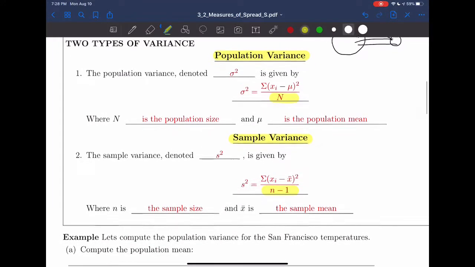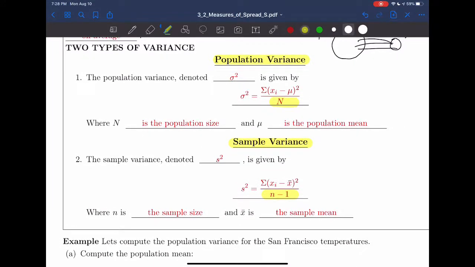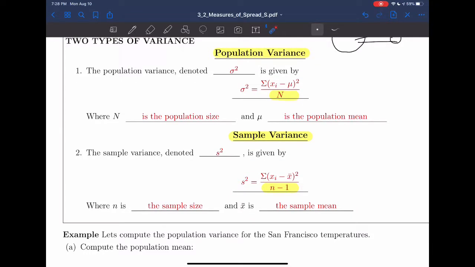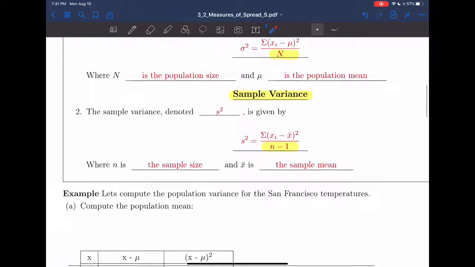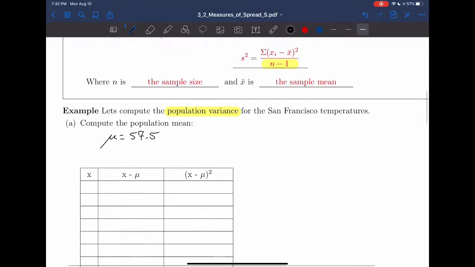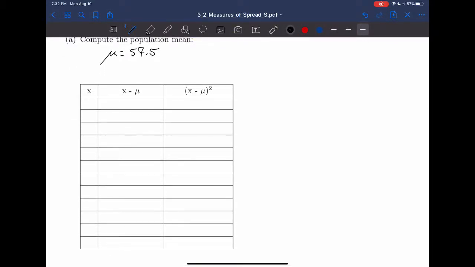So it is kind of time consuming to compute variance, but it just takes a lot of practice. So that's what we're going to do next. Let's compute the population variance for San Francisco temperature. Since we're dealing with a population variance, we're going to divide everything by n rather than n minus 1. So we have to compute the population mean, and since we already did that in the previous example, we know that it's 57.5. To make it a little easier, I made this little chart.